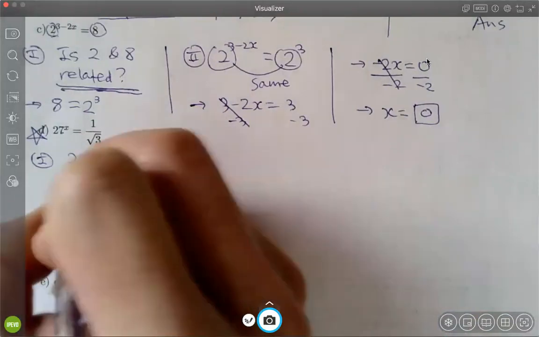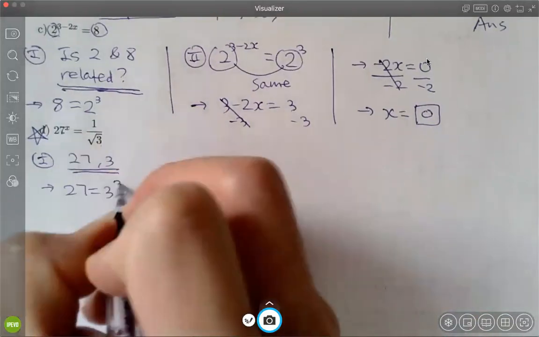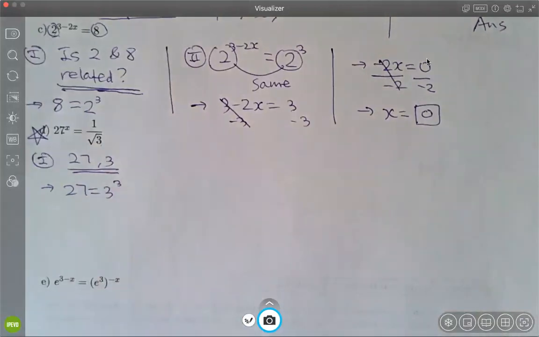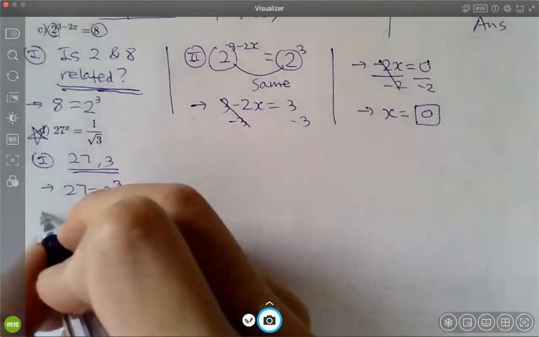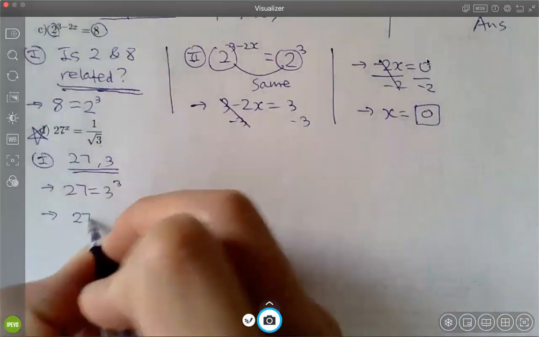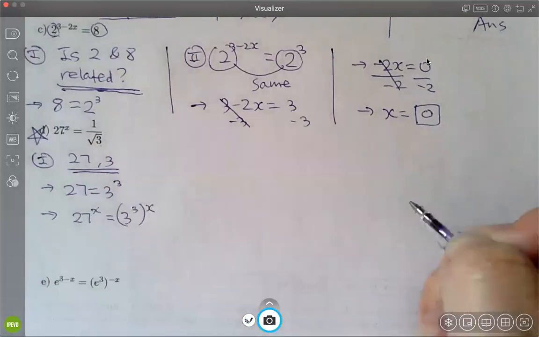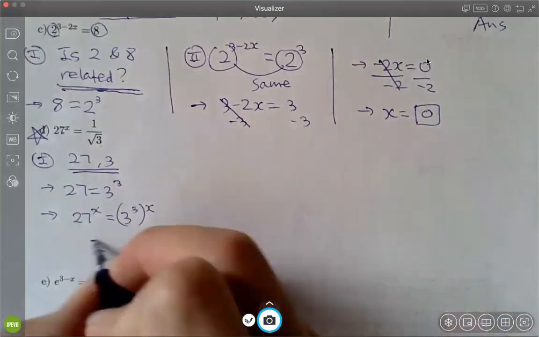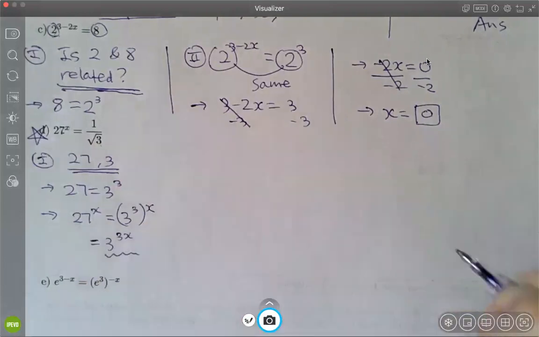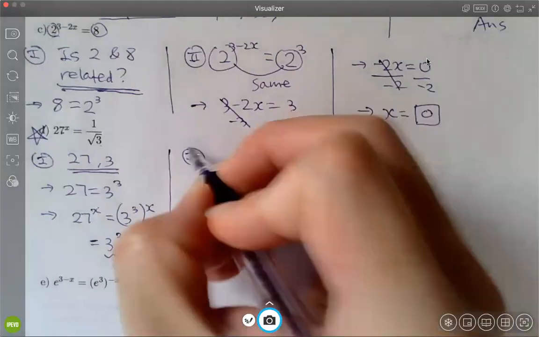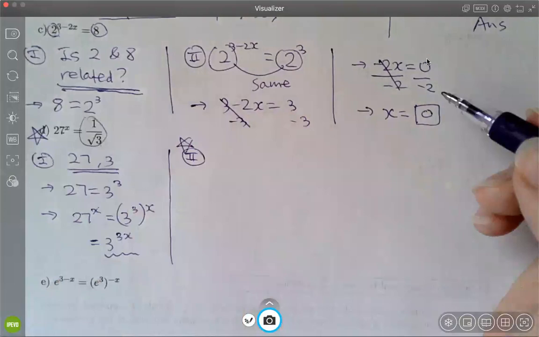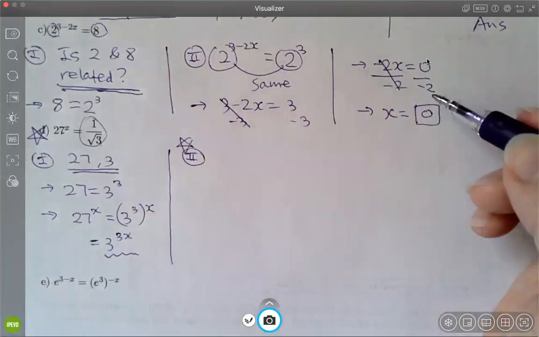Okay, and here 27 is 3 cubed. Okay, so now, then 27 to the power x will be 3 cubed to the power x, and that means we can multiply the exponents. So we have 3 to the power 3x on the left-hand side, right? Okay, and this is not hard to see. Now, what is the key on this problem is this 1 over square root of 3, and in particular, square root of 3.